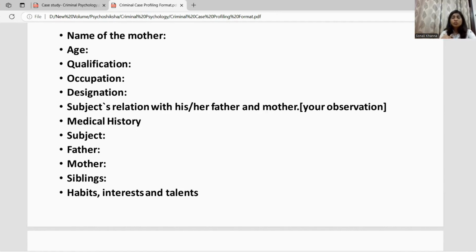Okay, followed by habits, interests, and talents. So what is some frequent habit that you have observed? For example, he takes alcohol, drugs, or is fond of watching or collecting something. He's interested in something, some kind of web series, what kind of show he or she likes to watch, cricket or any sport he's interested in, any talent he or she has taken up. Okay, he's a good dancer, singer, whatever. So that information also needs to be put up.